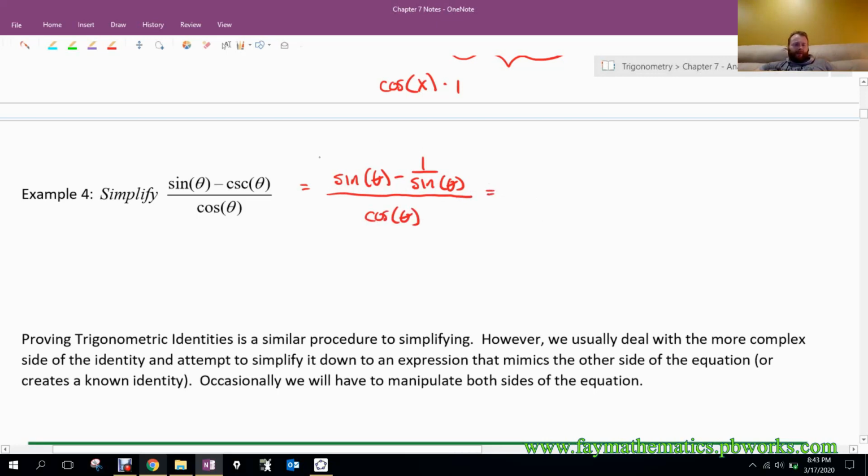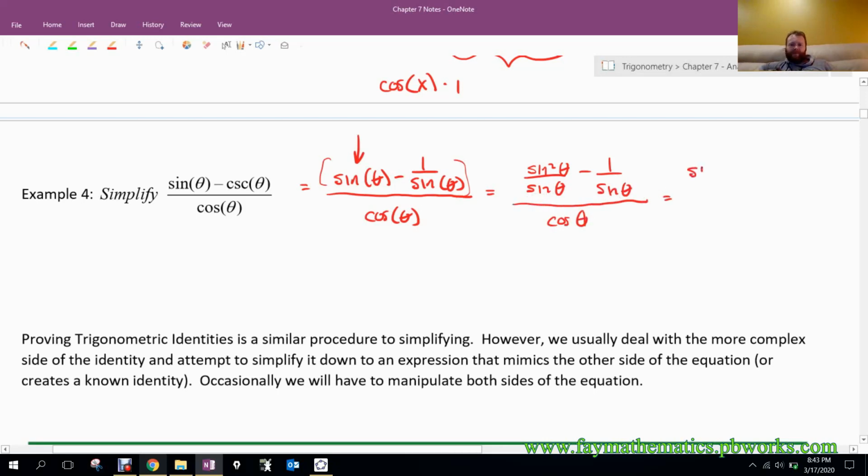Now, like I said, I did that because I know cosecant is the reciprocal of sine. I want to put things in terms of sine and cosine. I think that makes it easier for me. But now I see this. It's a fraction minus a fraction. What I need is a common denominator. So the common denominator is going to be sine theta. So that first term will be sine squared theta over sine theta. If you do that division, it still gives you that term right there. Minus 1 over sine theta, and it's all over cosine of theta.